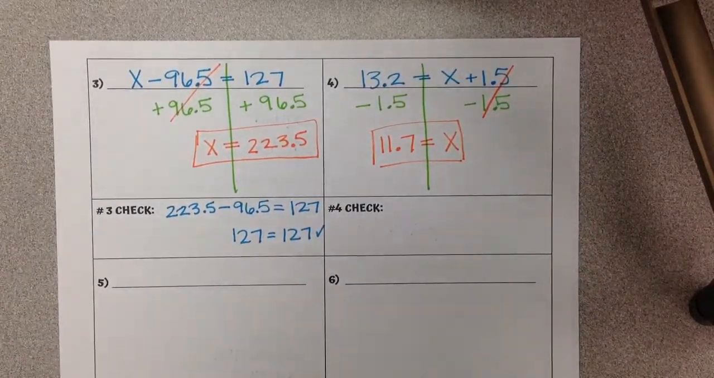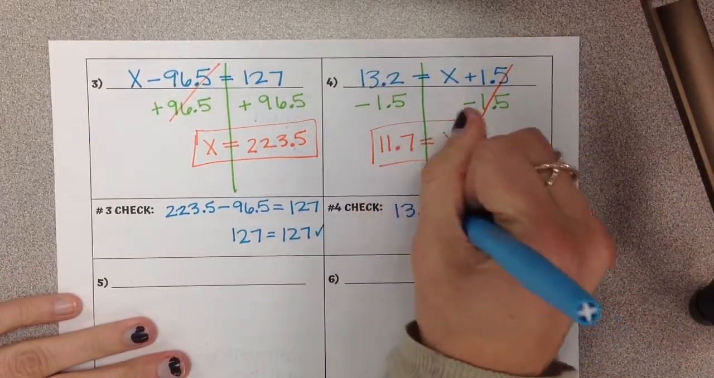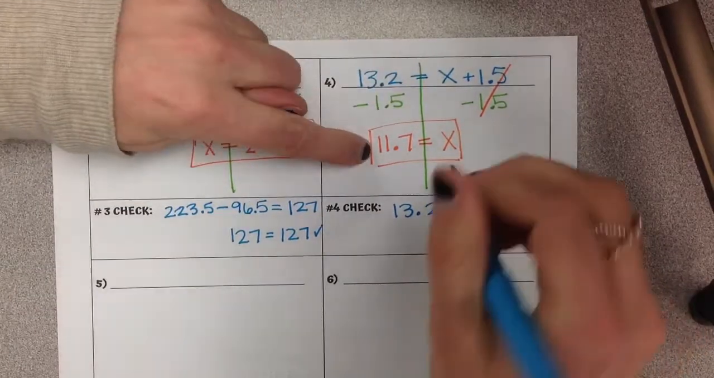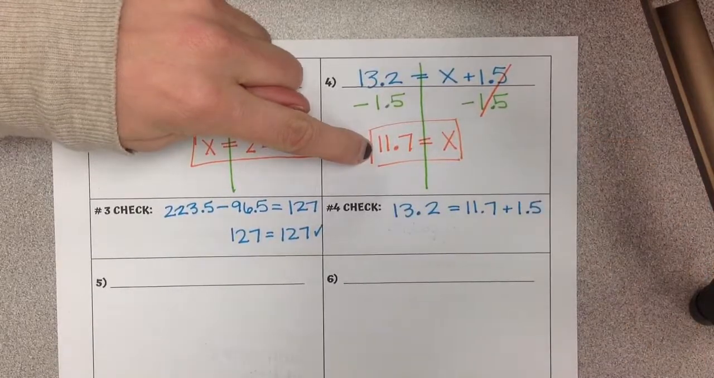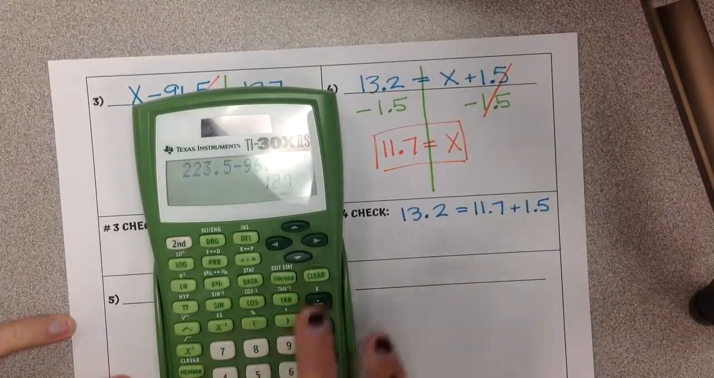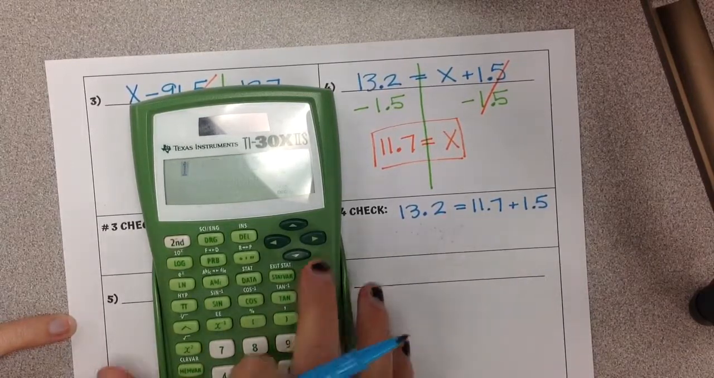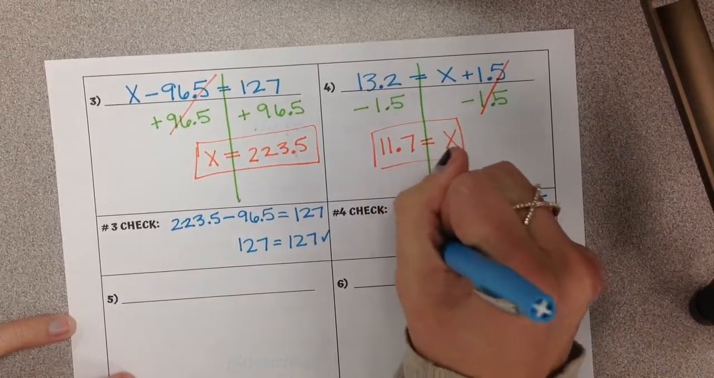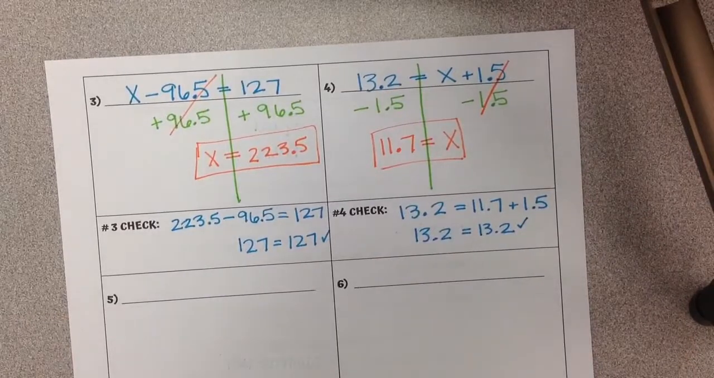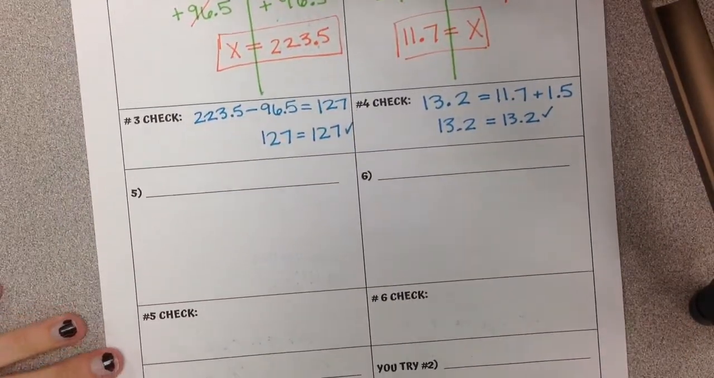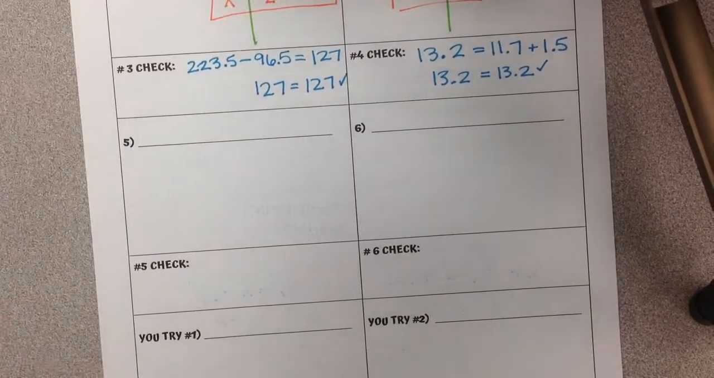So let's go ahead and check our work. If I plug in, we've got 13 2/10 on one side. Plug in for x, 11.7 plus 1.5. Well, let's calculate that. 11 7/10 plus 1.5. We get 13.2, which is what we were saying it was equal to, which means our answer is correct. All right, we did two whole numbers, we did two decimals. Now we're going to look at two fractions.